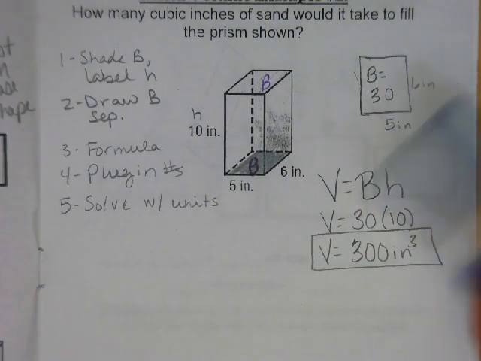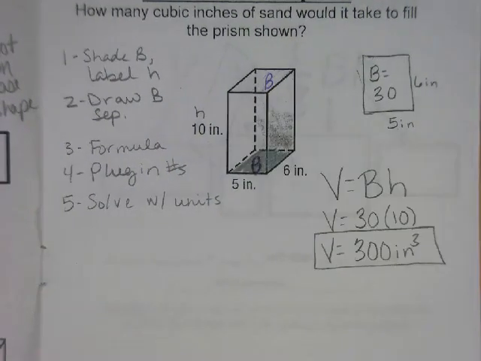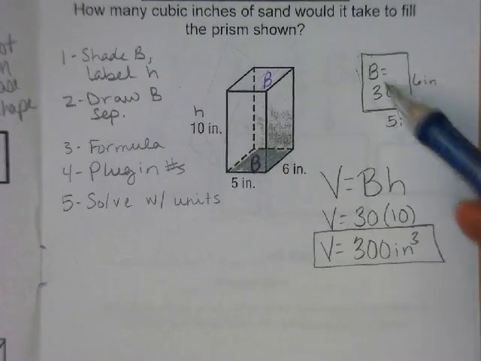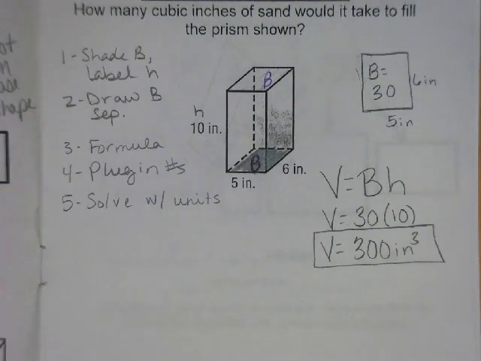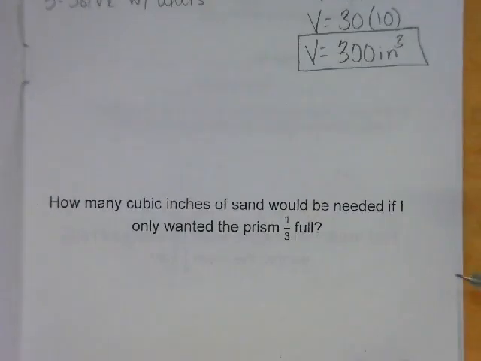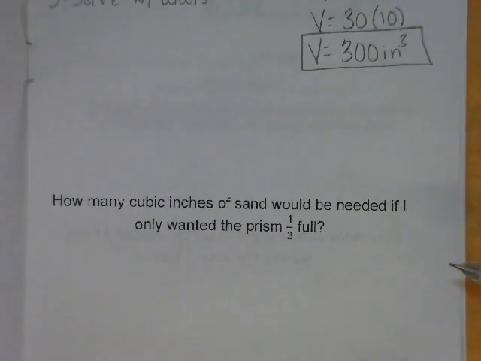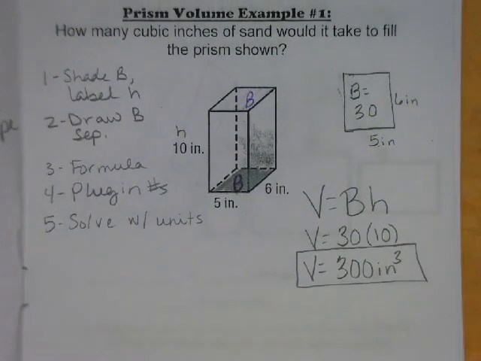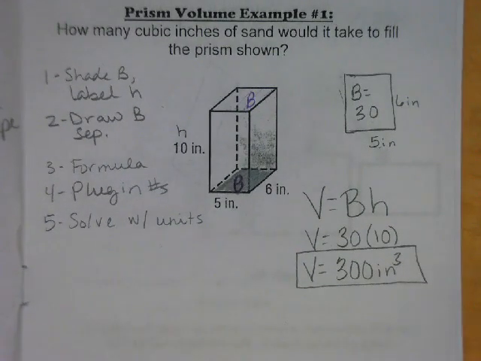And technically we did length times width times height, yes? Where our length times width was just our big B, right? Area of the base times the height. So how many inches of sand would be needed if we only wanted 1/3 full? Are all of my dimensions changing by 1/3, Tyler? No, what is changing? The volume. Why is it only changing by 1/3 instead of 1/27?